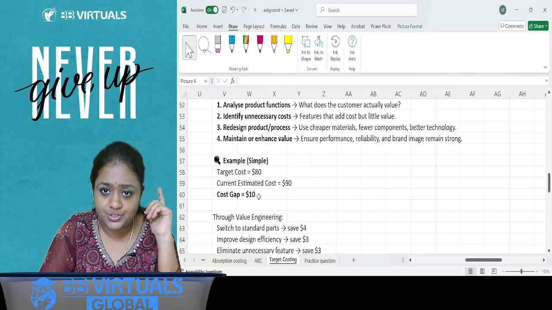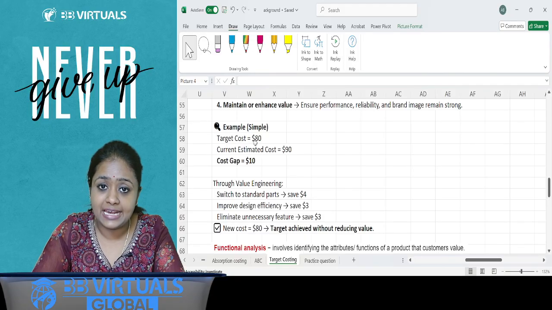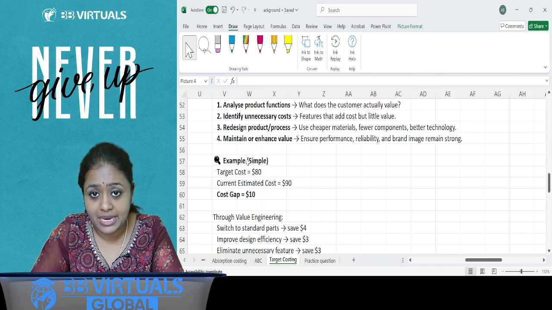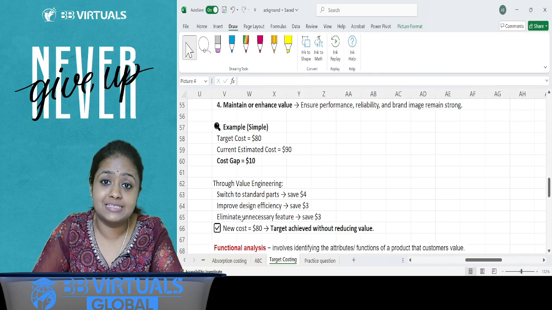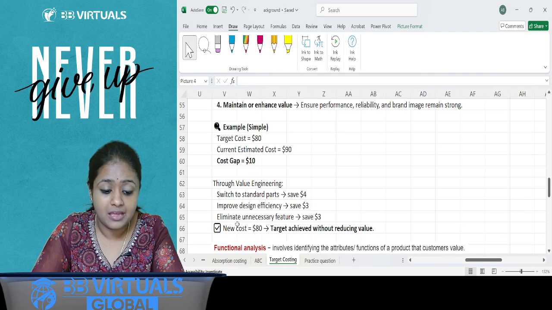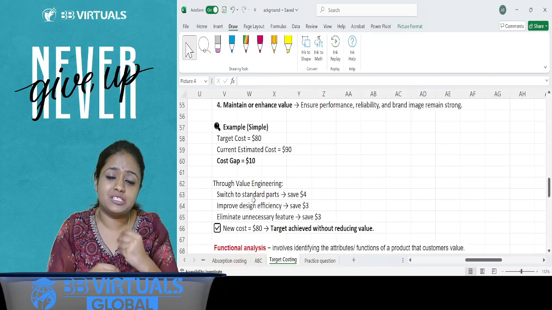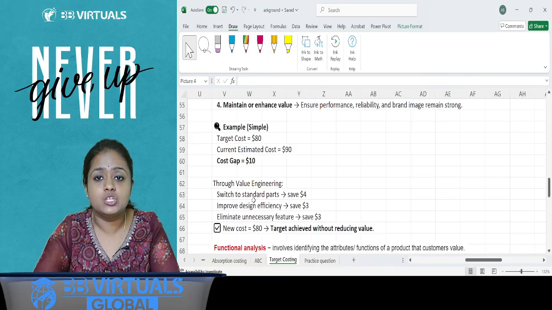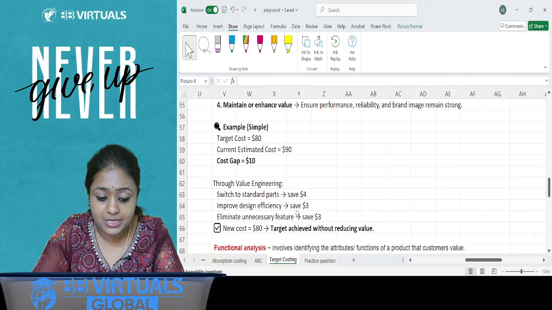Let's have a question here to understand this better. Target cost is, let's say, 80, estimated cost is 90, the previous example, and we have a cost gap of 10. If we apply value engineering, what suggestions can we make? Let's switch to standard parts instead of a specialized part. If that does not reduce quality, this will save $4. Let's improve design efficiency by redesigning it. That may give us a saving of $3.